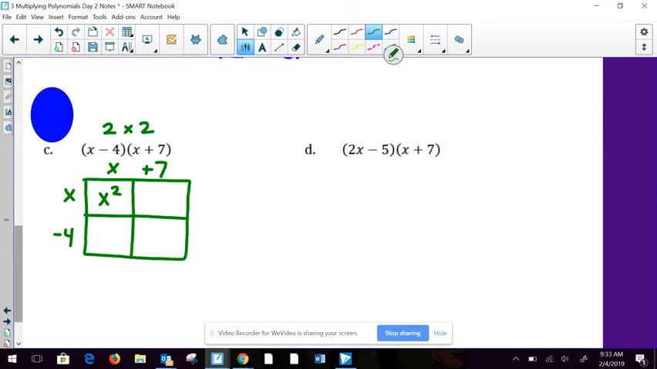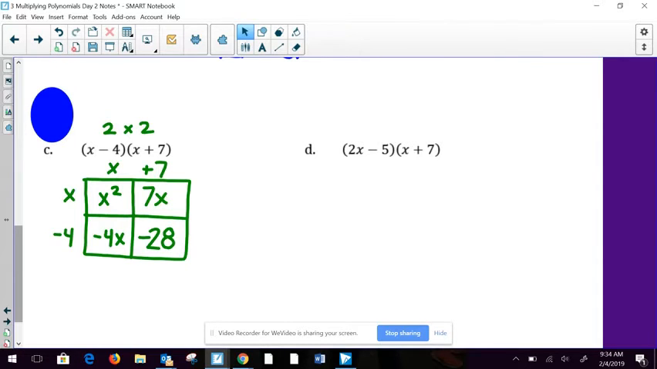Good, x squared. What is x times 7? Great, 7x. Down the bottom, what's negative 4 times x? Good, negative 4x. And finally, what is negative 4 times 7? Fantastic, negative 28.